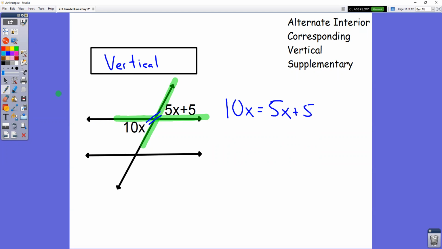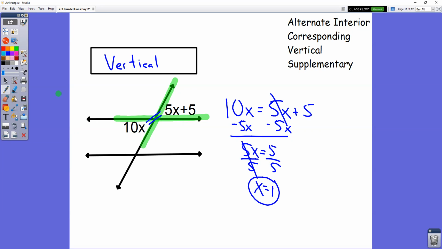So we need to set one angle equal to the other angle. Minus 5x, minus 5x. So 5x equals 5. Divide by 5, divide by 5. You get x equals 1. Take that 1 and sub it back in, sub it back in. 10 times 1 is 10. 5 times 1 is 5, plus 5 is 10. So you get 10 and 10.